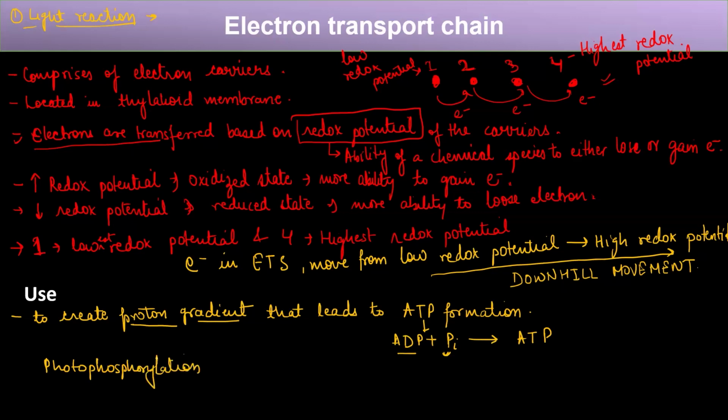It is ultimately leading to ATP formation, right? Now, this photophosphorylation can be of two types. The first one is known as non-cyclic, and the second one is known as cyclic photophosphorylation. And in the next slide, we will study the cyclic and non-cyclic photophosphorylations. First, we'll start with the non-cyclic photophosphorylation.